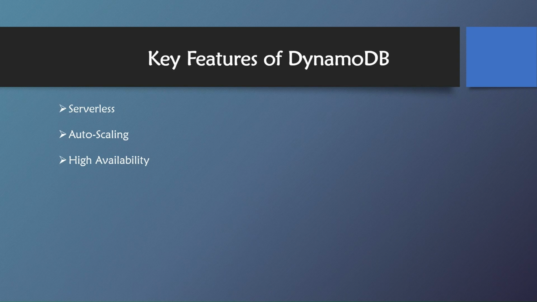The next feature is high availability. Data is automatically replicated across multiple AWS availability zones. It ensures data durability and high availability even in case of hardware failures, and it also provides multi-region replication for disaster recovery.